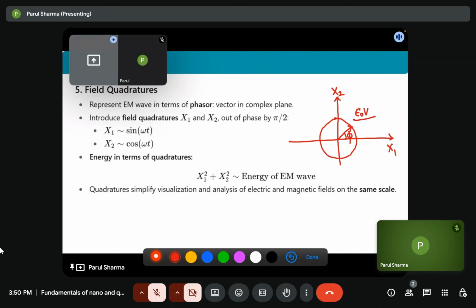Epsilon naught v upon 4h cross omega, a naught. So we can define it. So this is our x1 t.